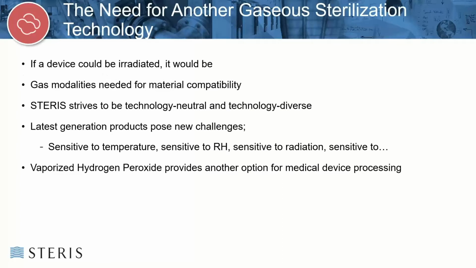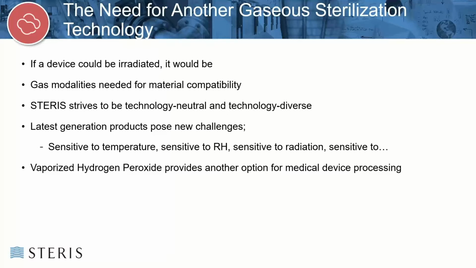As VHP is the newest technology that's been added to STERIS AST's portfolio, I'll just start off with why another gaseous sterilization technology was needed. So ideally, if a device could be irradiated, it would be, but for material compatibility reasons, gas modalities are still required, as can be seen by how ethylene oxide takes up about 50% of the sterilization market at the moment. And this is because products can have things like electronics that can be fried by radiation, or maybe polymers that might be made brittle. So gas technologies are still required.